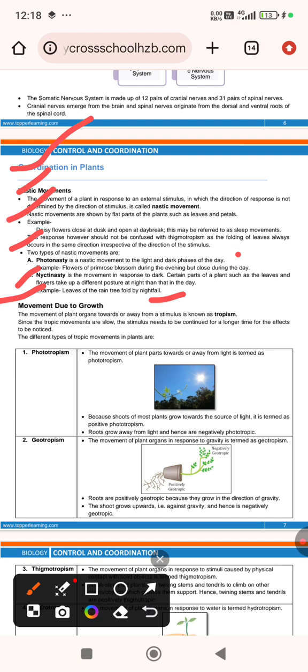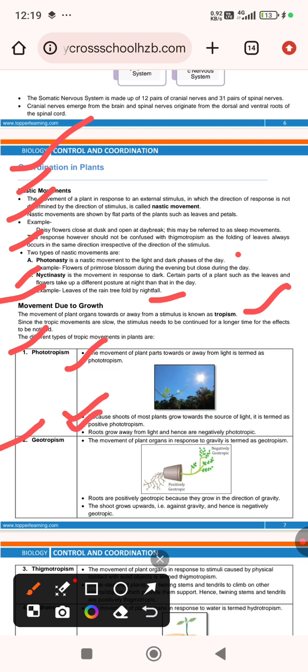Movement due to growth. The movement of plant organs towards or away from the stimulus is known as tropism. Since tropic movements are slow, the stimulus needs to be continued for a long time for the effect to be noticed. The different types of tropic movement in plants are: phototropism. The movement of a plant part towards or away from the light is known as phototropism. Because the shoot of most plants grows towards the source of the light, it is termed positive phototropism. Roots grow away from the light and hence it is called negative phototropism.